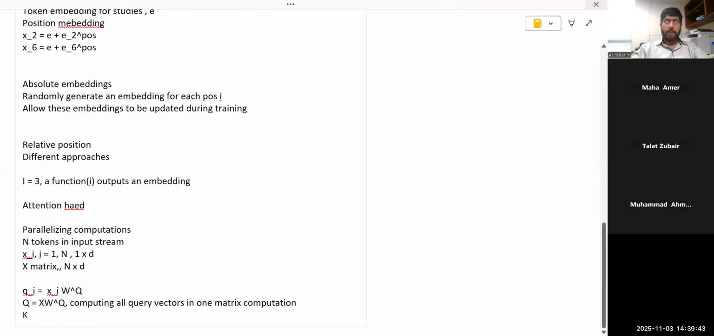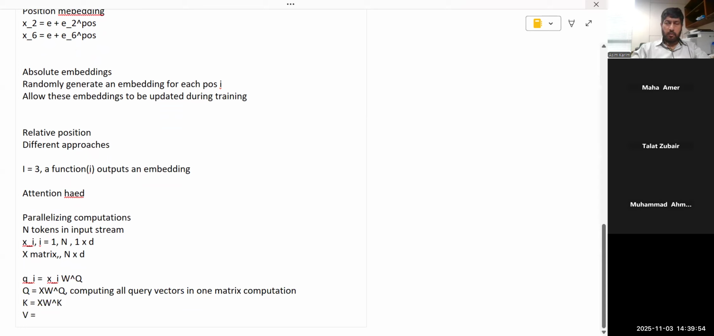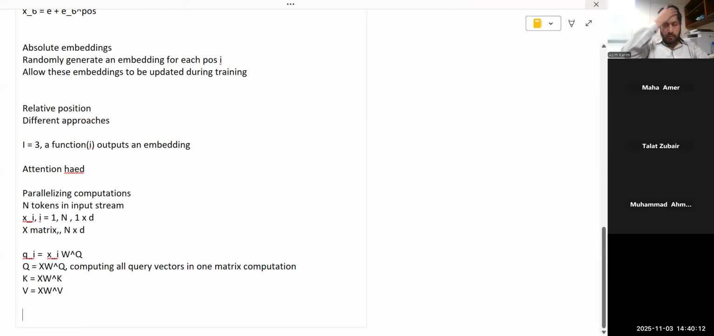तो K निकालने के लिए भी वही होगा, X इंटू, सॉरी, W^K, एंड देन V इज इक्वल टू X into W^V. ठीक है. All of this can be done in matrix operation because as you know each of these operations is not dependent on the other. And then what do we have after this?